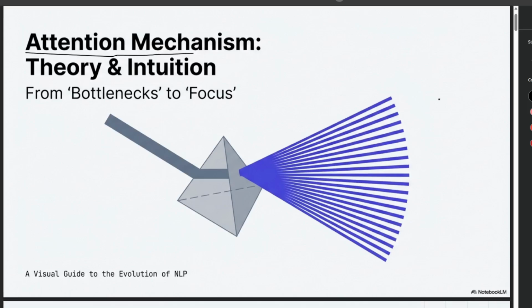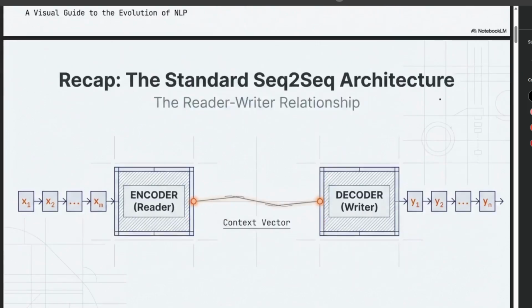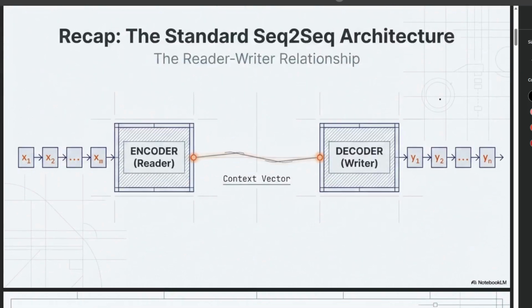So let's briefly recap the standard machine translation framework, the Encoder-Decoder. In this setup, we have an encoder that reads the source sentence, like English, and a decoder that generates the target sentence, like Spanish. The encoder processes the input sequence, and the decoder maximizes the probability of the correct target sequence based on what the encoder had.